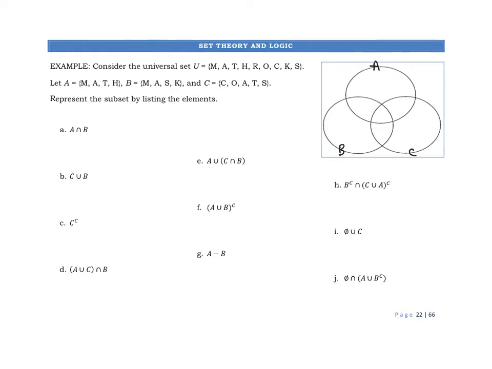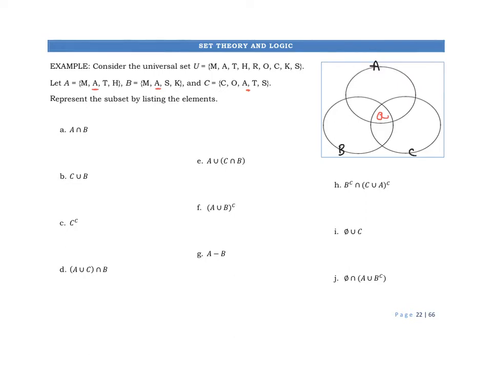All right, well, let's figure out, first, which elements are in all three sets. So I look at M, no, that's not in all three sets. How about A? Yep, looks like A is in all three sets. How about the T? No. How about the H? No. Okay, so it looks like the letter A, or the element A, is in all three sets.